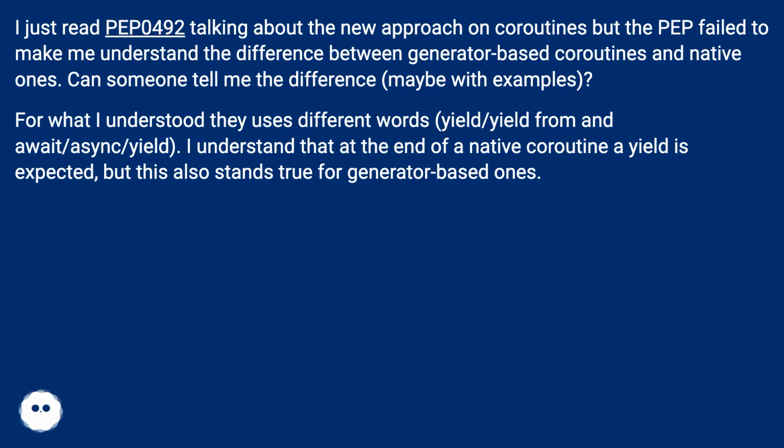For what I understood, they use different words: yield, a yield from, an await, async, a yield. I understand that at the end of a native coroutine a yield is expected, but this also stands true for generator-based ones.